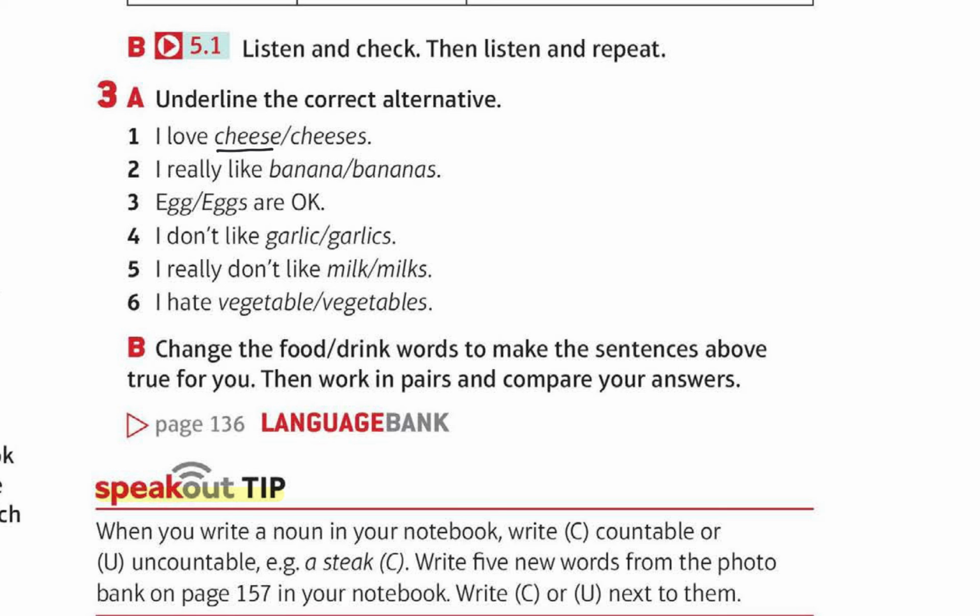Okay, now we know which one the correct options are. Change the food, drink words to make the sentences above true for you. For example, because I love cheese is the correct alternative, maybe I don't like cheese and I prefer other food. For example, I love meat, or I love oranges. That's a way to make the sentences above true for you. So carry on with the rest of the sentences. I really like, so instead of bananas you have to use the word of the food that you really like.